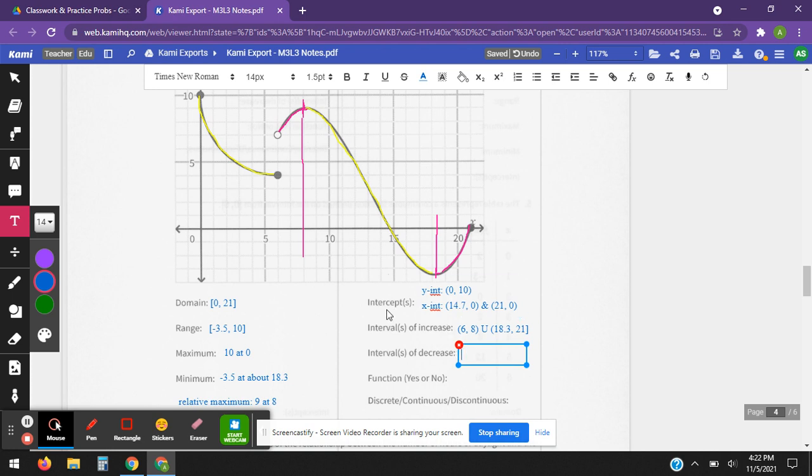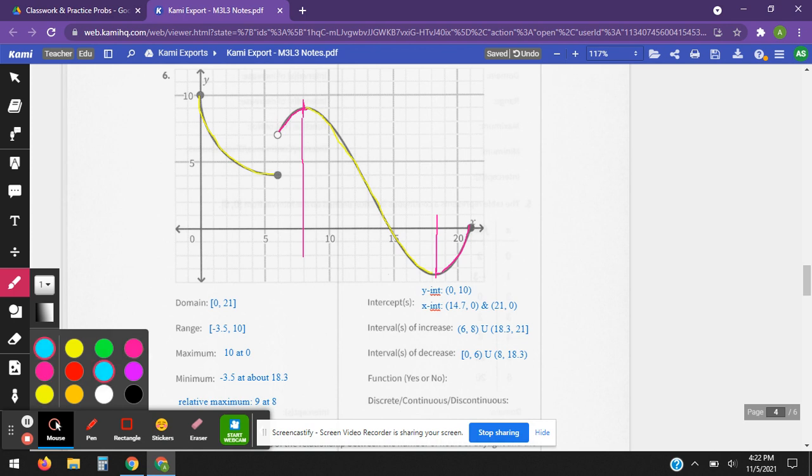Decrease. My whole thing starts at 0, so I can do that in brackets. 0 to 6. And then not inclusive. And then I got to go from 8. I know I didn't do my line right there. 8 down to that 18.3. So 8, comma 18.3 on this guy.